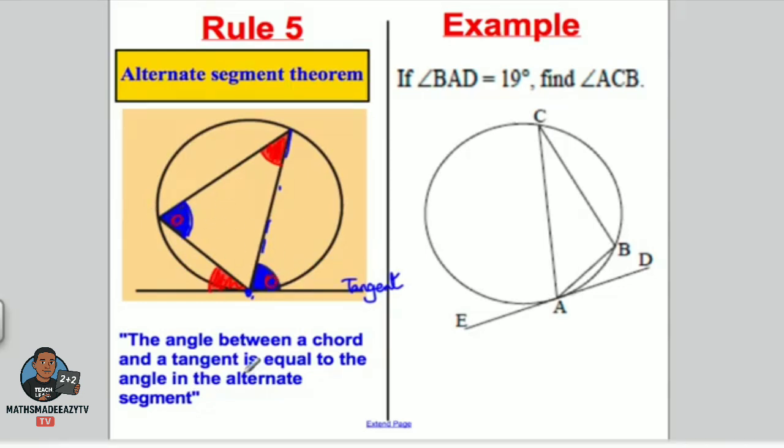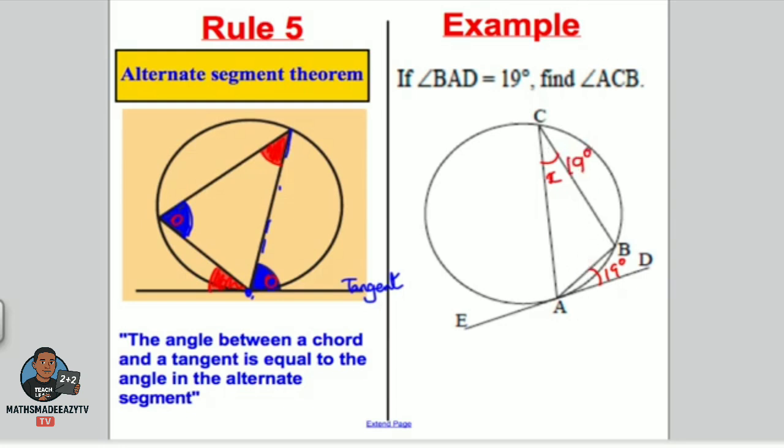So here is an example. If BAD is 19, B to A to D is 19, they want to know what ACB, A to C to B, this one here. But we've got a tangent here meeting a chord, and it meets at 19 degrees. So the angle at the alternate segment, that one must also be 19. It's as simple as that.